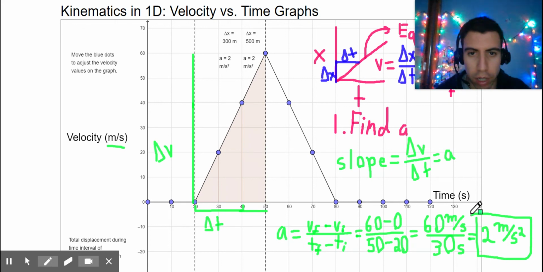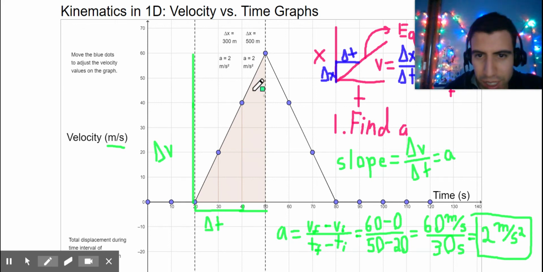And this is going to be our acceleration. Now, you notice this actually matches this value here. So it tells me that I have the right answer.